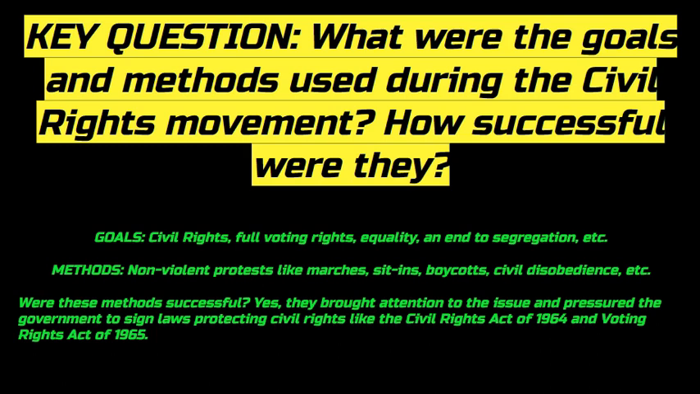What were the goals and methods used during the Civil Rights Movement? How successful were they? Well, the goals: civil rights, full voting rights, equality, and anti-segregation. Methods: nonviolent protests like marches, sit-ins, boycotts, civil disobedience, etc. Were these methods successful? Yep. They brought attention to the issue and pressured the government to sign laws protecting civil rights, like the Civil Rights Act and Voting Rights Act.